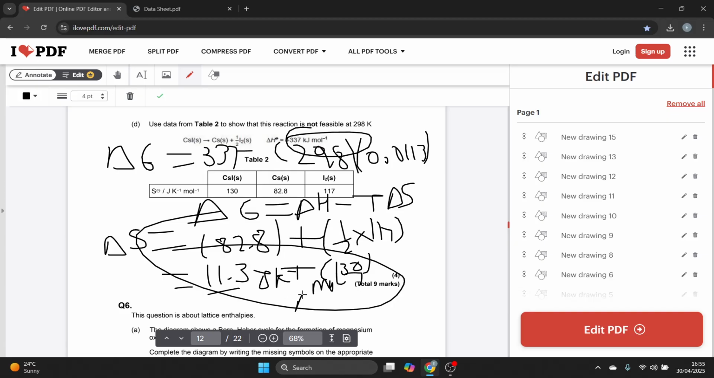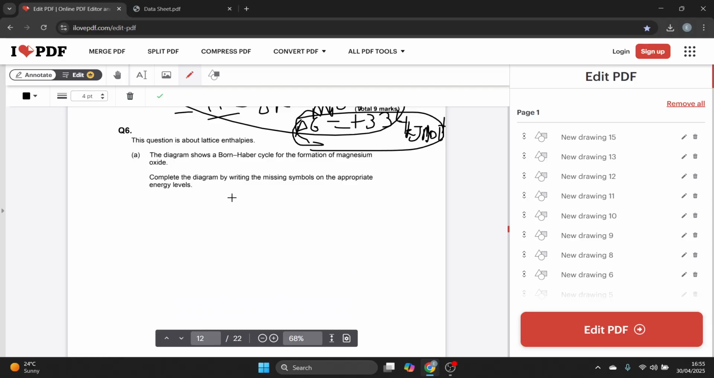So I'm going to write down delta G equals plus 334, and then you can just say your normal stuff, because delta G is positive, therefore the reaction is not thermodynamically feasible. In order for the reaction to be thermodynamically feasible, delta G needs to be negative, less than 0. Just say that, but it's not necessary.